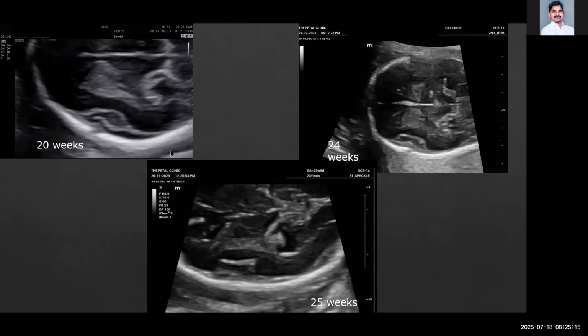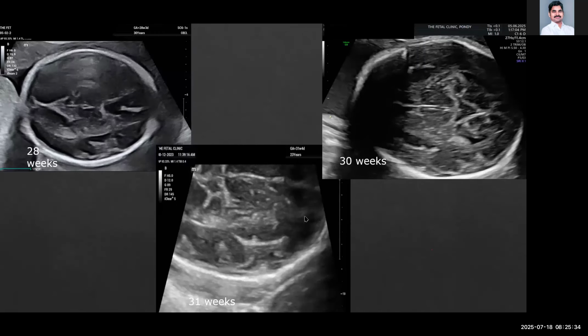So this following slide shows the chronology in which the lateral sulcus is evolving. This is at 28 weeks where the lateral sulcus is seen as a small indentation. This is at 24 weeks where the angles are obtuse. This is at 25 weeks where the angles are near perpendicular.